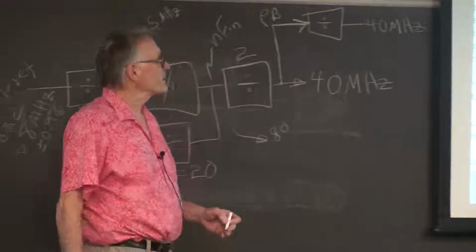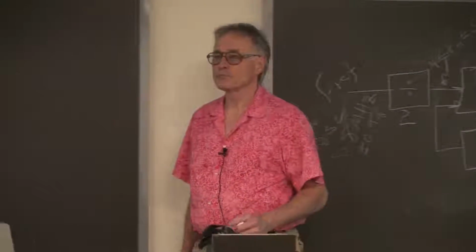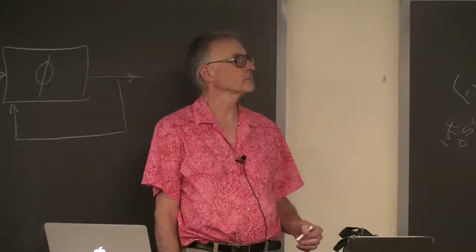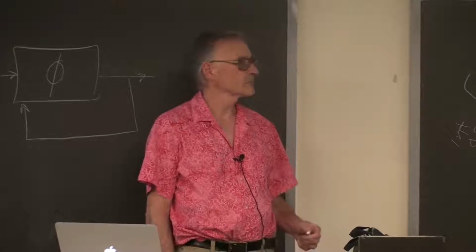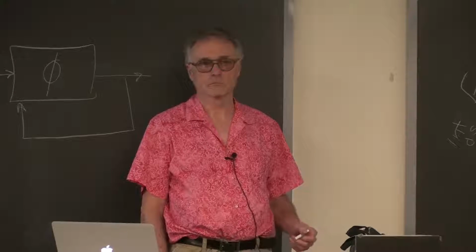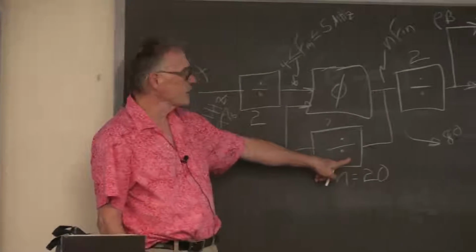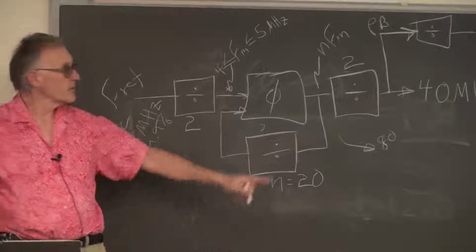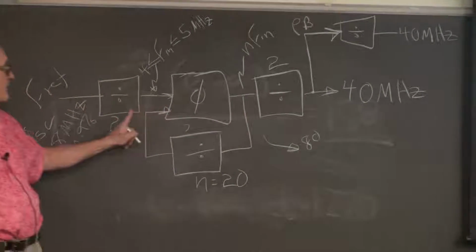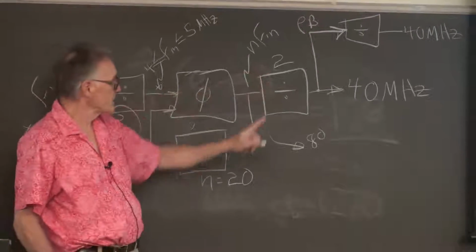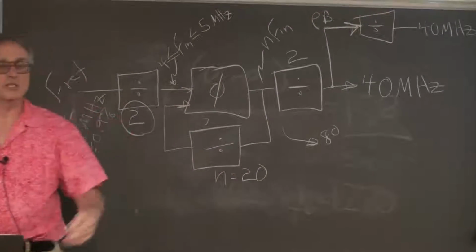So let's say you wanted to set this up for 60. What could you do? How would you set the dividers? How would you set that divider? And this one. This one has to be 2, so you can't change that. But you can change this and you can change that. So what combination gives you 60?